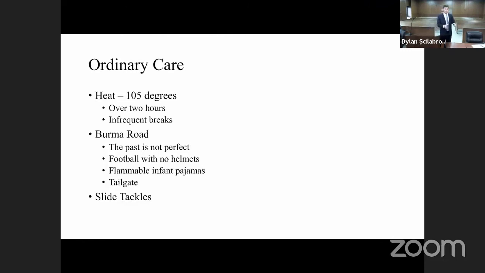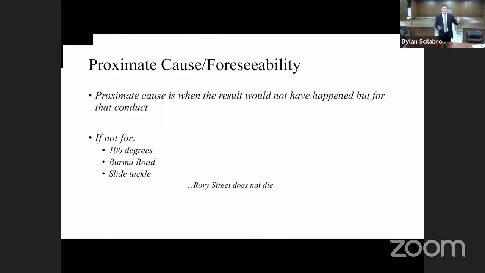And the next thing we had to prove was proximate cause, which leads us right into it. Proximate cause is when the result would not have happened but for that conduct. Your Honor, if not for practicing in 105 degree heat, not for not providing water, if not for giving some shade, if not for continually punishing Rory at Burma Road, which within itself is enough for anyone.